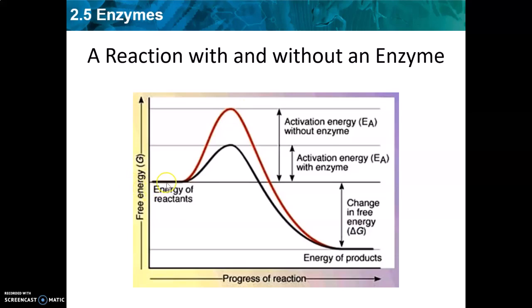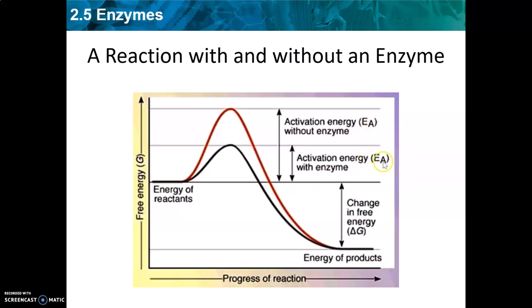The reactants start out the same for both the red line and the black line. The products end up the same for both the red line and the black line. The only thing that's different is the height of this activation energy hill right there at the beginning. So again, without an enzyme, it requires more activation energy. With an enzyme, it would require less energy.